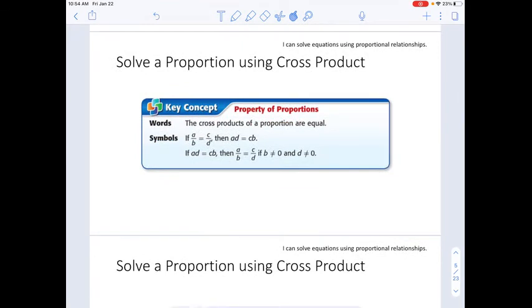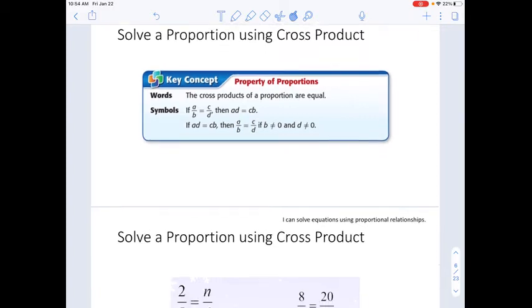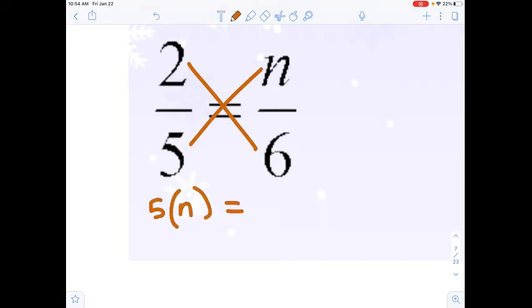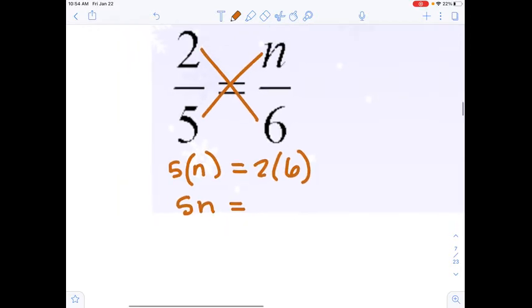Okay, and then what we're going to talk about is solving using cross product. And this is what we're going to use probably the most. So cross product tells us that we can multiply the numbers that are across from each other and solve that way. So in your notes, I want you to write down this problem: 2/5 equals n over 6. So cross products tells us we're going to multiply the numbers that are across from each other. So I'm going to take 5 times n and set it equal to 2 times 6. Well, 5 times n is 5n equals 2 times 6 is 12.